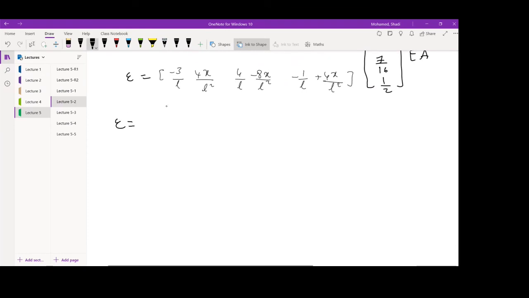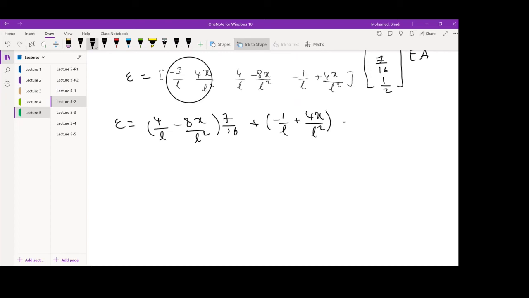So epsilon is 0 multiplied by this is 0. So I'm just going to start from the second one. 4 over L minus 8x over L squared multiplied by 7 over 16. And then the second part is minus 1 over L plus 4x over L squared multiplied by half, and the whole thing is multiplied by WL over EA.